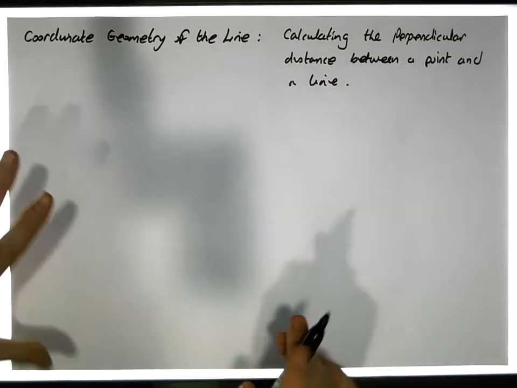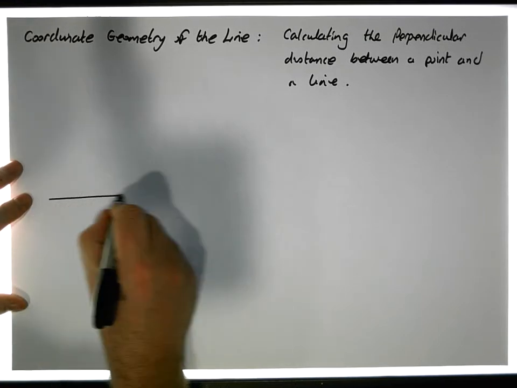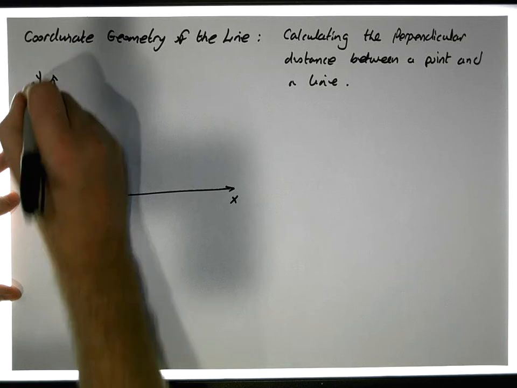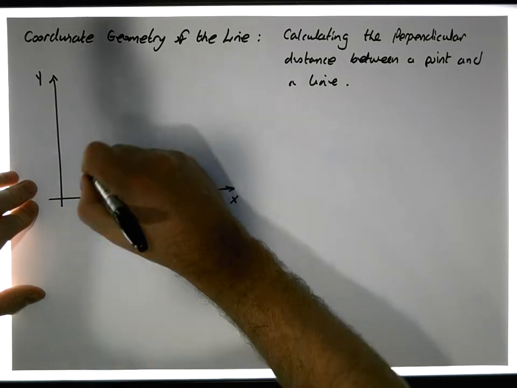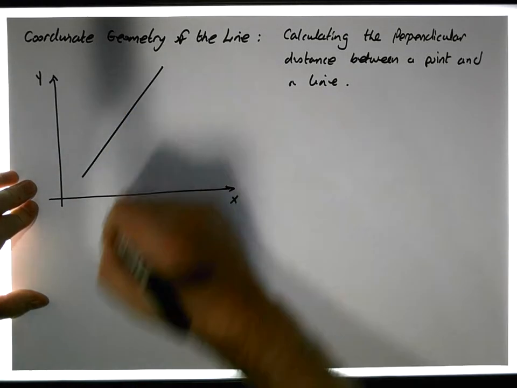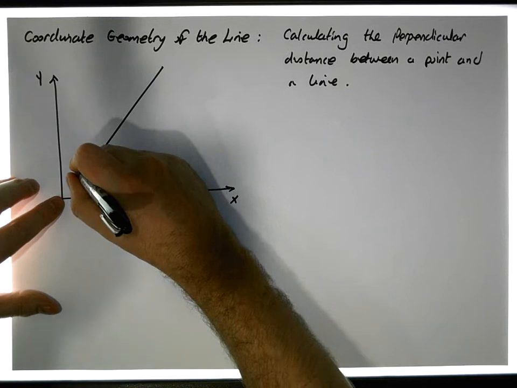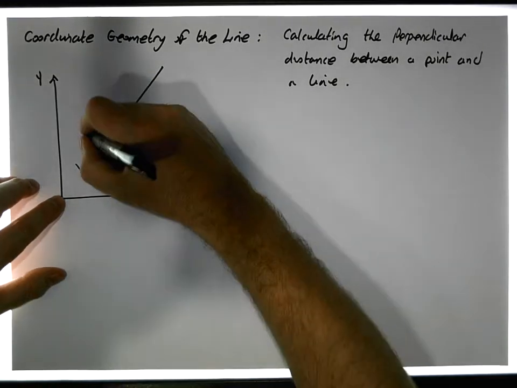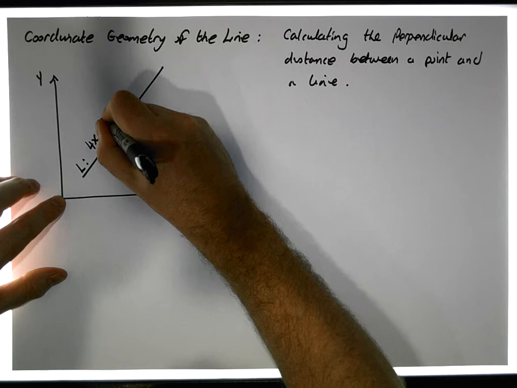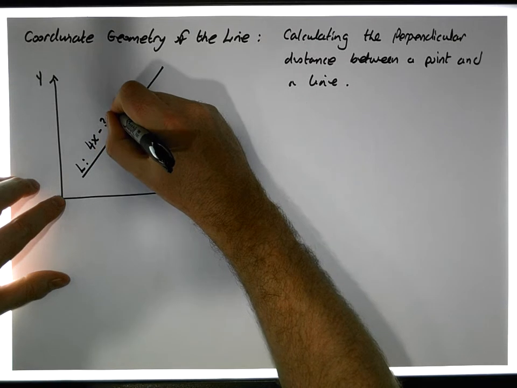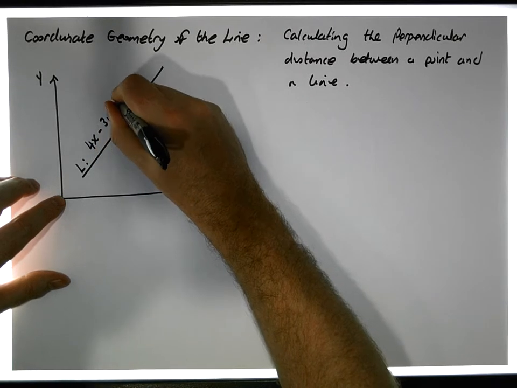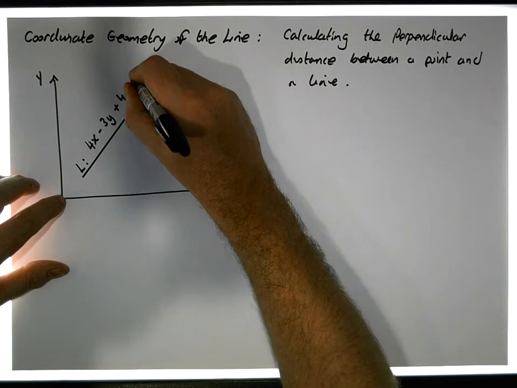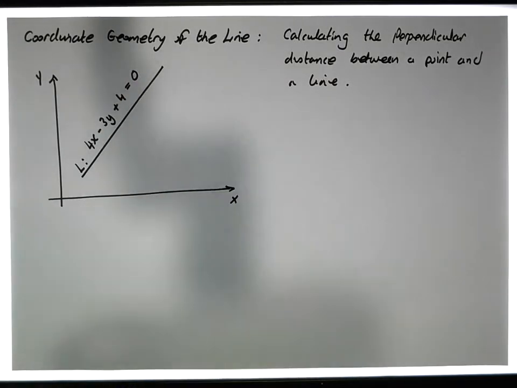Okay, so in this particular example, let's say for argument's sake that we have an x-axis and a y-axis, and let's say we have a line with positive slope. Let's say the line L has the form 4x minus 3y plus 4 is equal to 0. So there's a positive sloped line here.